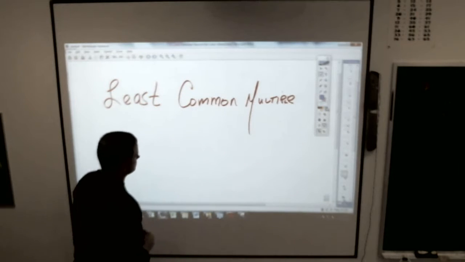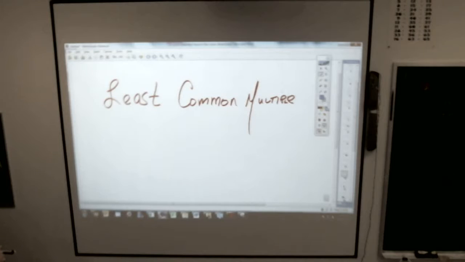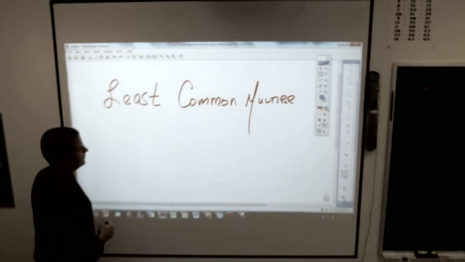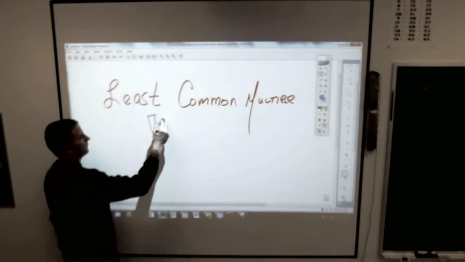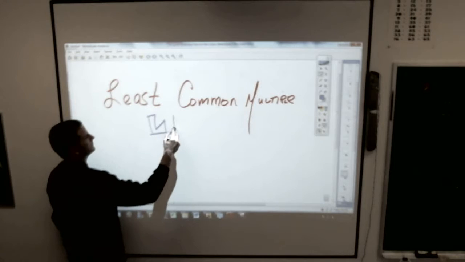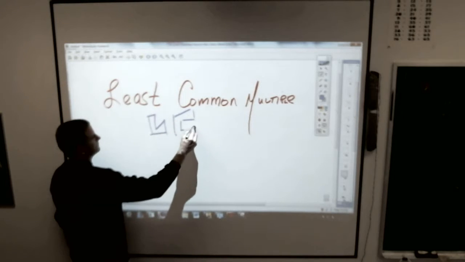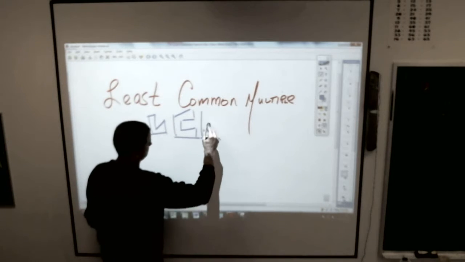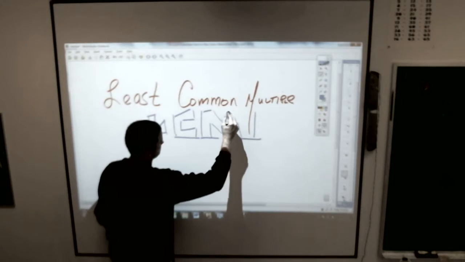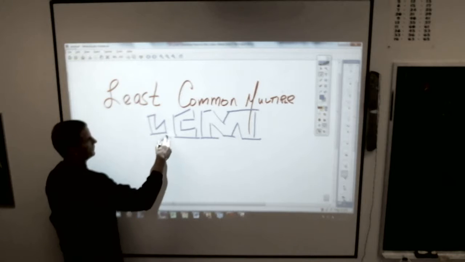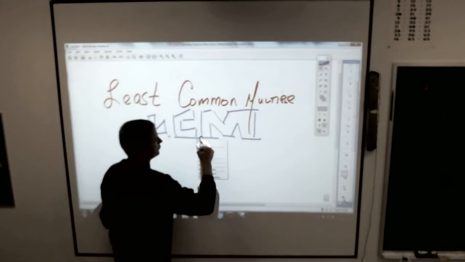Today we talk about, in math, the least common multiple. Rather than writing out those three relatively long, exciting words, we abbreviate it with LCM. So if you see it ask for the LCM, it's asking you for the least common multiple.